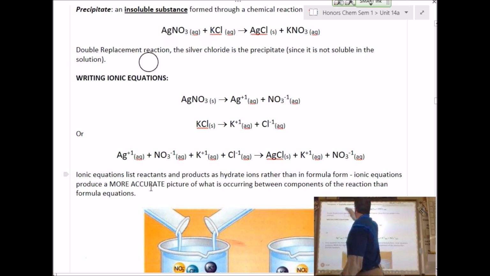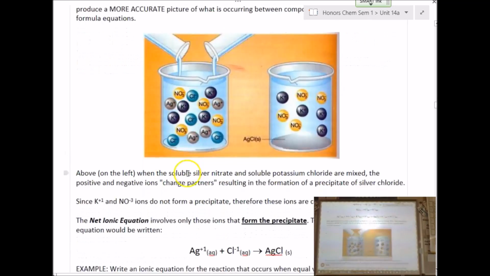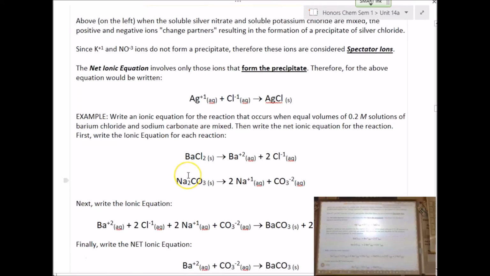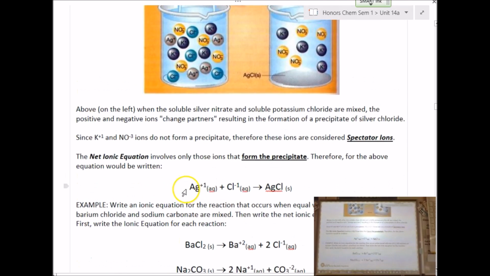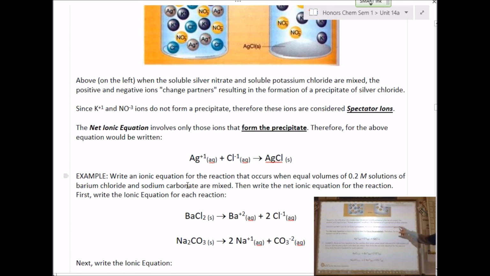And then after that, once we find out who our PPT is, we're going to write what's called the net ionic equation, which shows us the equation for only the precipitate that's being formed. And this all should make sense when we do the example here. Were there any blanks that you didn't get? Everybody got the blanks? All right, spectator ions.